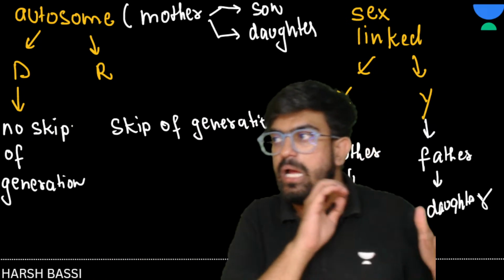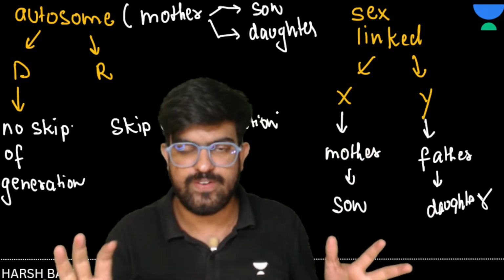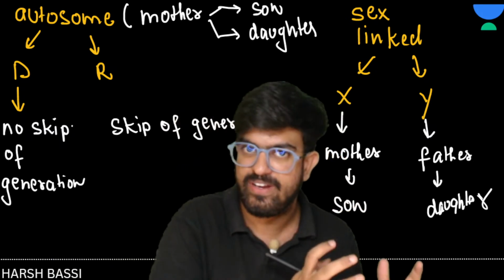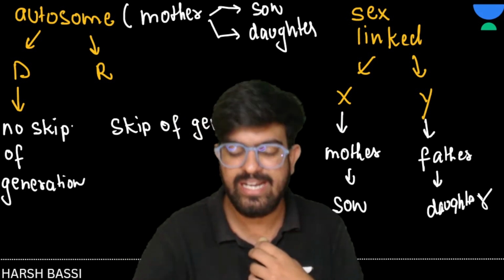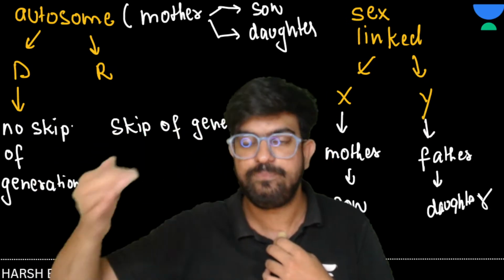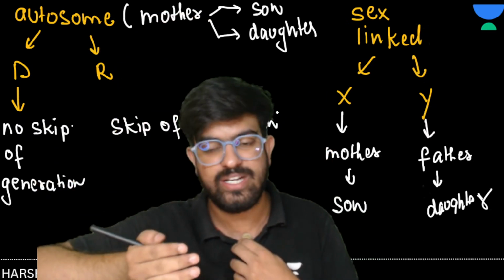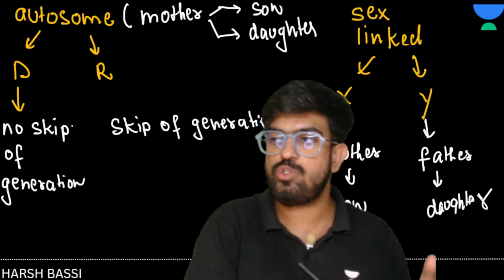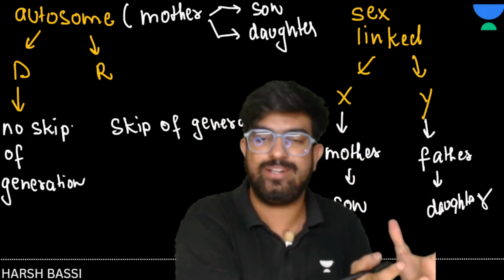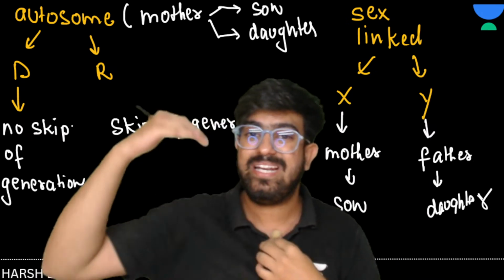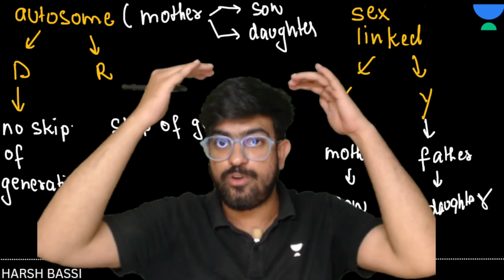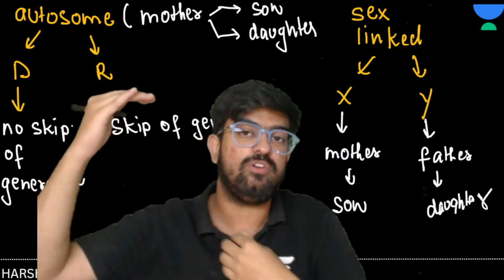Autosome dominant, there will be no skipping of generation. Almost all the individuals will be affected. Only few individuals will not be affected, which is going to have the recessive gene, right? Autosomal recessive, generation skip will be there. One generation will have, one generation will not have the disease. And in autosomes, if the mother is diseased, the disease will go to son also, the disease will go to daughter also. But in X linked disease, the disease will go from mother to son only, and in Y linked, from father to daughter only.